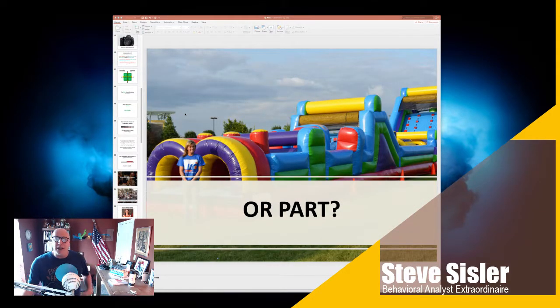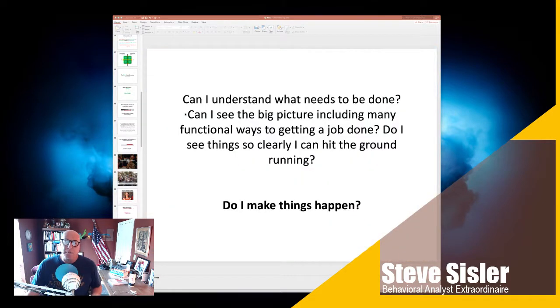Or we see in things like this. And I don't want to belabor that point, so let's move on. Can I understand what needs to be done? Can I see the big picture clearly, including many functional ways of getting a job done? We could do this, we could do that. You've got to remember that. Do I see things so clearly that I can hit the ground running?